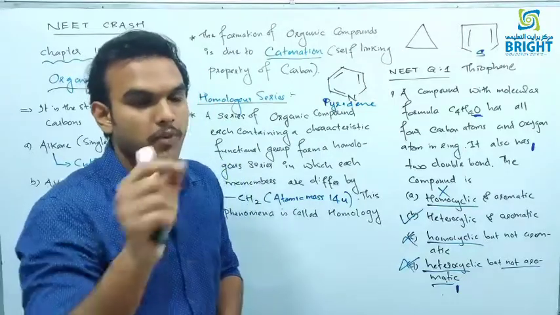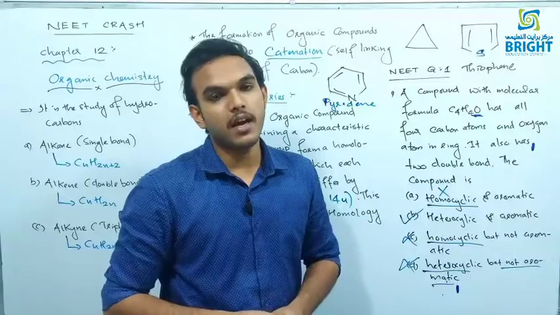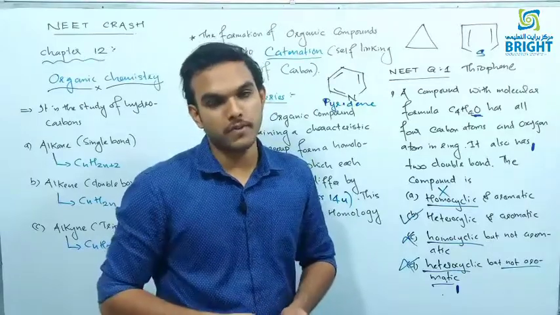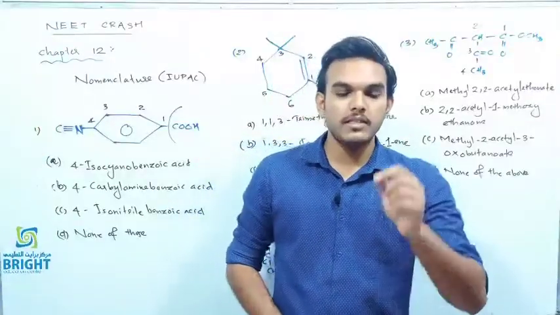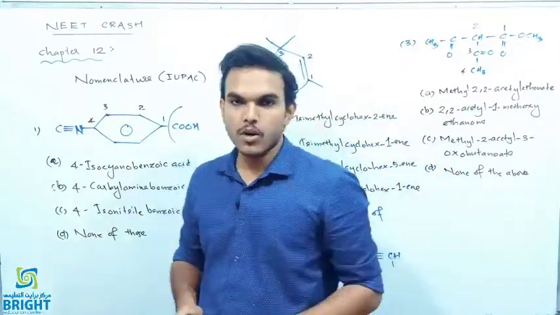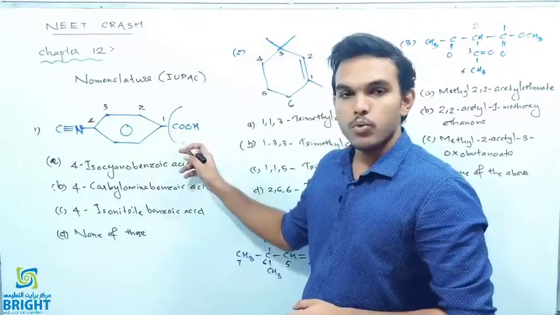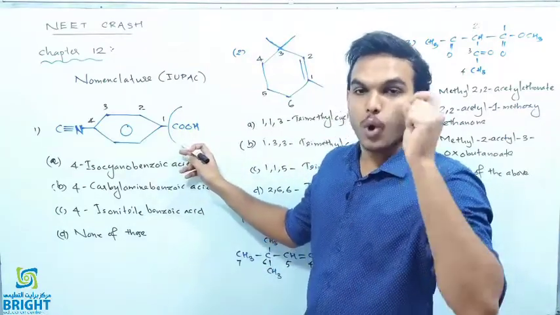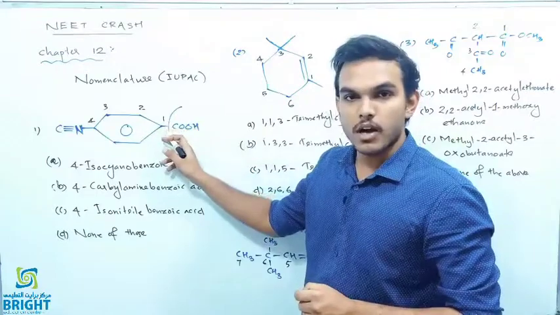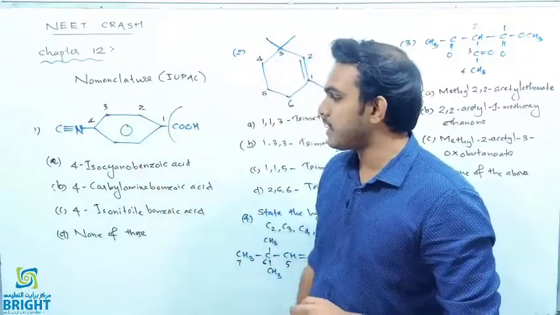Is that clear? Now we are moving on to some questions regarding IUPAC naming, that is, nomenclature. So students, now we are dealing with some problems related to IUPAC names. Let us look at the first question. I am giving more priority to the oic acid, so numbering should start from here: 1, 2, 3, 4. So which will be the correct answer?